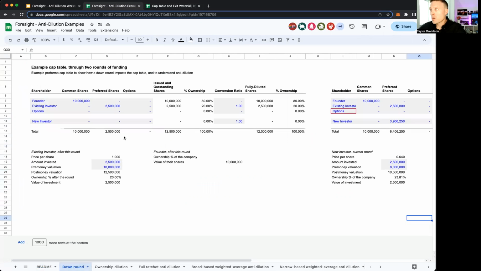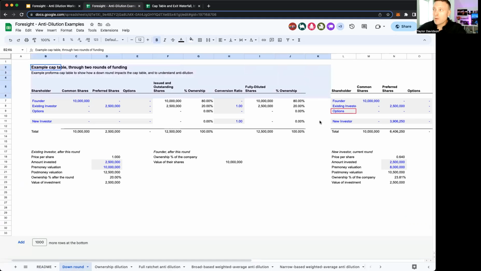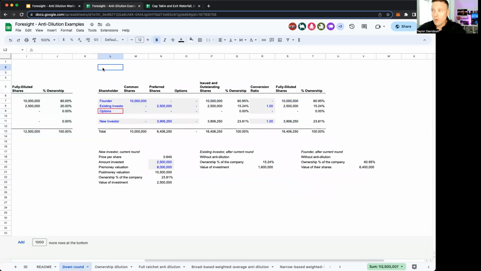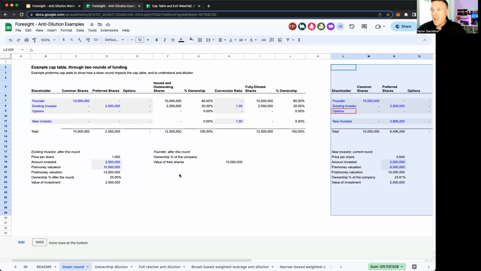But first, I want to show how it typically works in the scenario of just modeling out what a down round means, right? So we have this scenario here. We have an existing cap table, or pre-financing cap table, and then we have a pro forma or forecasted cap table. And this is just a general way to lay out a cap table.